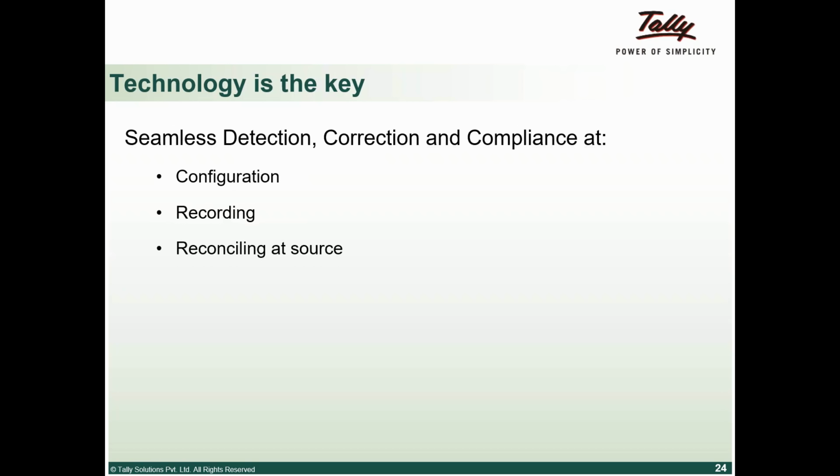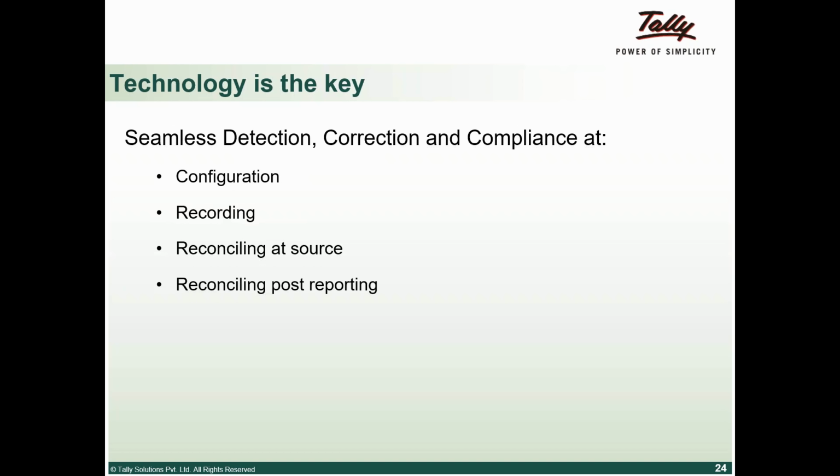So one is reconciling at source. I have recorded my purchases and sales. How quickly can I reconcile and make sure that whatever GSTR wants, in whatever column they want, whatever information they want, is being captured properly in my books of account, such that I'm able to quickly port it to my GSTR1.